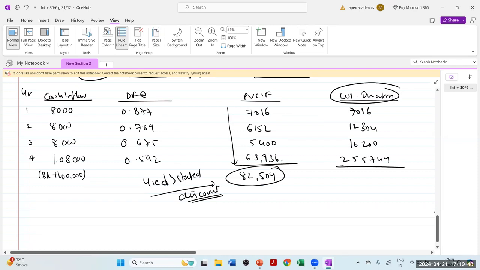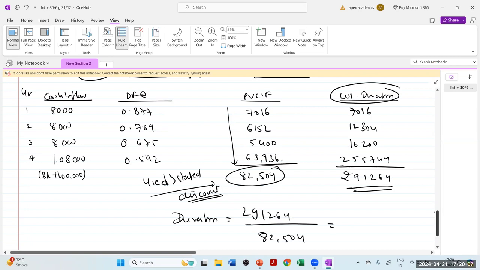Take the total: plus 16,200 plus 12,304 plus 7,016. 291,264. Perfect. Very good. What is the answer for duration? 291,264 divided by 82,504. What is the answer? It is 3.530.